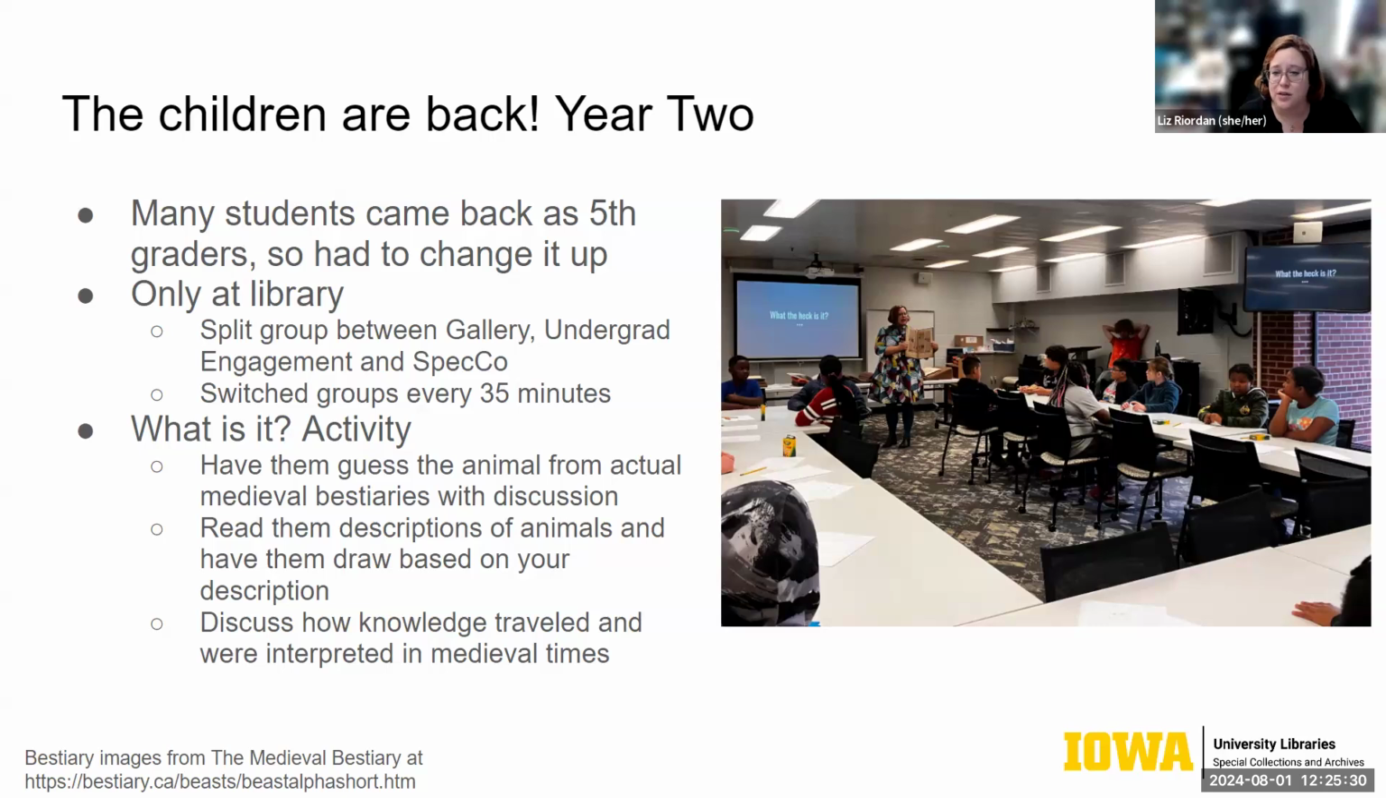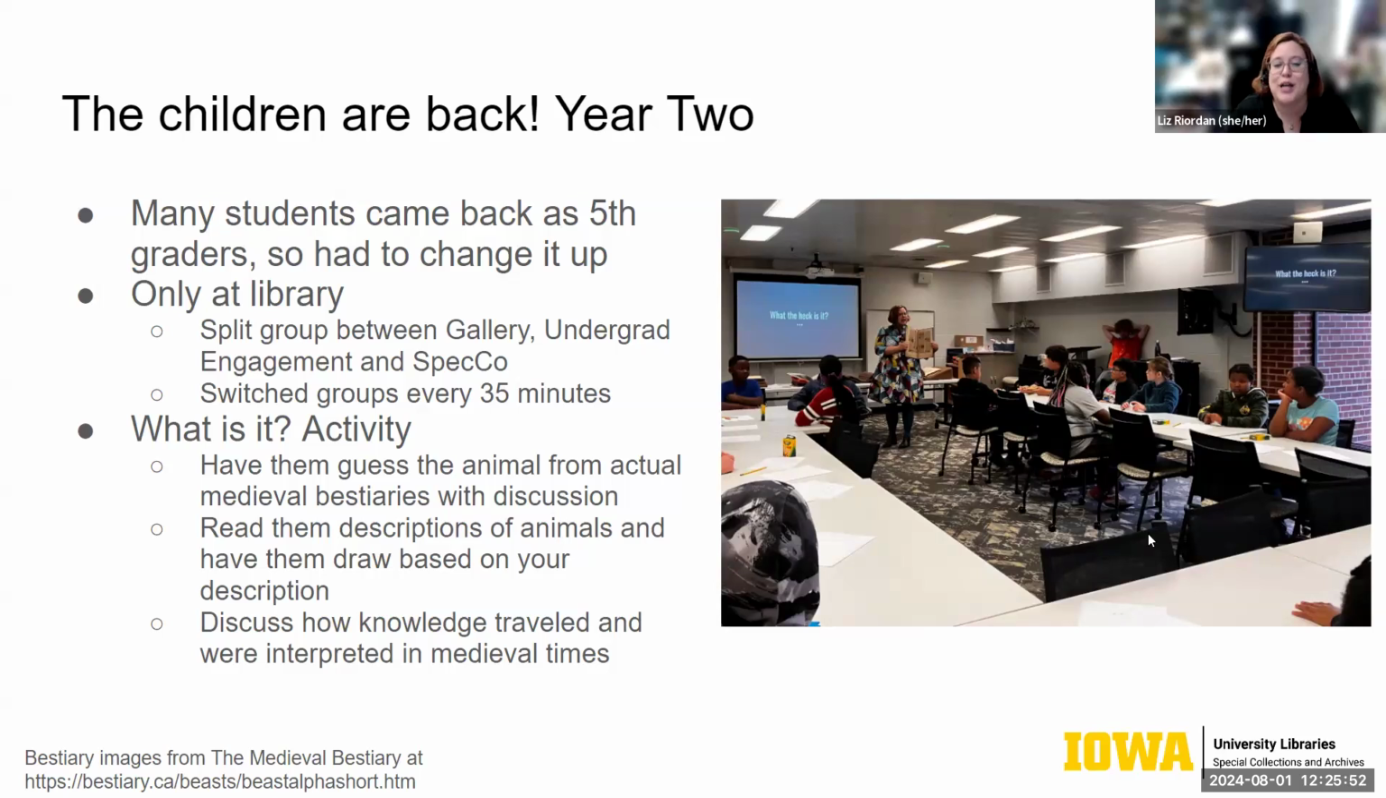So I worked with our gallery coordinator and undergrad engagement folks to split the group up into different rooms in the library and switch. We switched every 35 minutes, and the gallery had a scavenger hunt for the current exhibit that was in the space. Undergrad engagement had a computer activity planned, and I was like, well, let's talk medieval bestiaries.